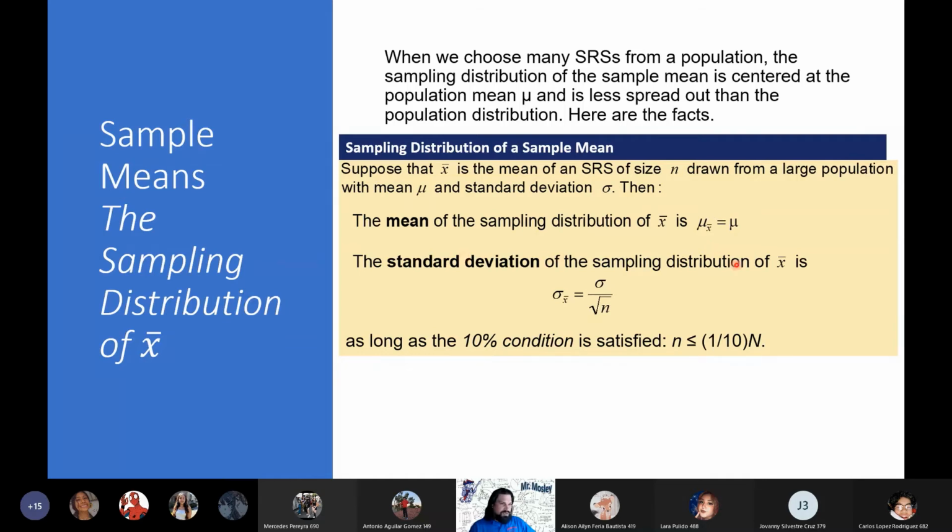The standard deviation of the sampling distribution of x bar is sigma divided by the square root of n. So again, I just get to use the standard deviation from the population divided by the square root of my sample size. Once again, the standard deviation depends on the 10% condition being satisfied. So that means we need to check the 10% condition before being able to calculate the standard deviation. If the 10% condition fails, then I cannot calculate the standard deviation, which means I can't do normal approximations and things like that.